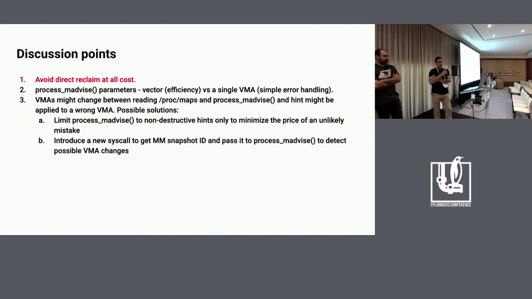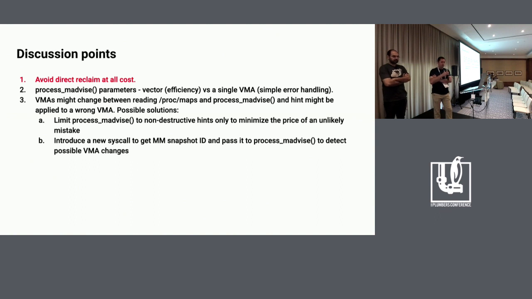And from kernel maintainers, we also got this question: why should process_madvise be fast? Syscalls usually are not expected to be fast. So why do we need a vectorized version? We understand that you might need to call it multiple times, but it's a syscall. That's what you have to expect.